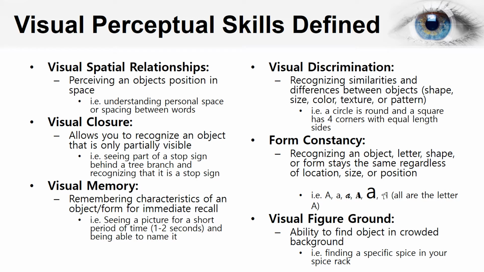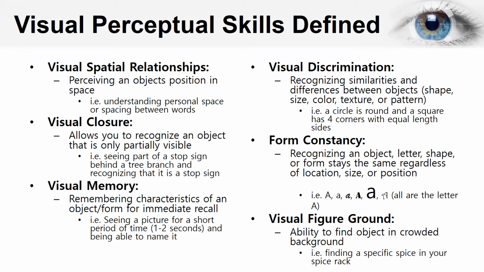Form constancy is our ability to recognize that objects stay the same regardless of their position in space. An example of this is seeing the letter A in different fonts and sizes and still recognizing that it's the letter A. Figure ground refers to our ability to find an object in a busy space or background. For example, this is your child's ability to open the fridge and find the milk or the blue crayon in the crayon box.